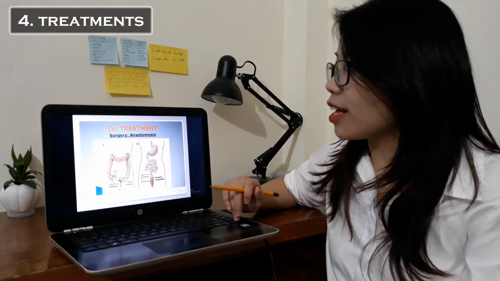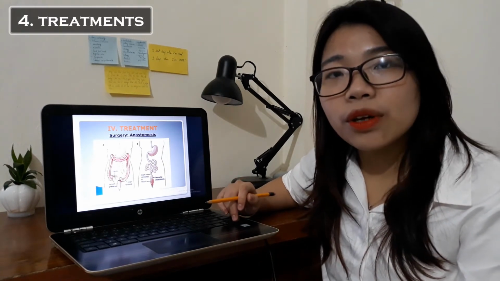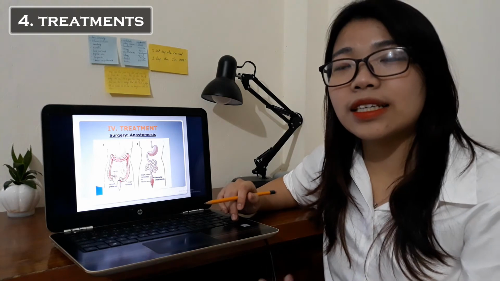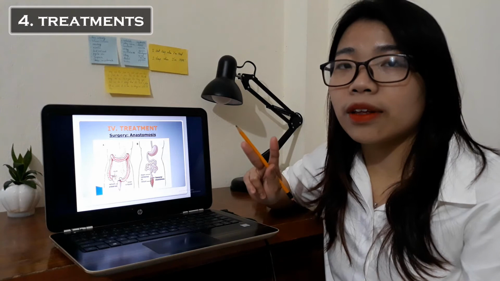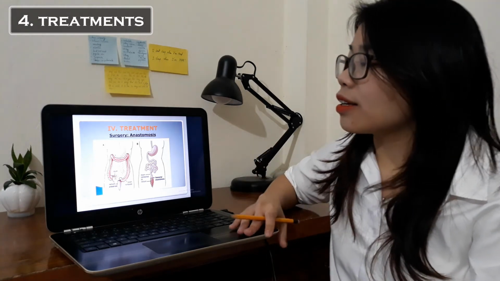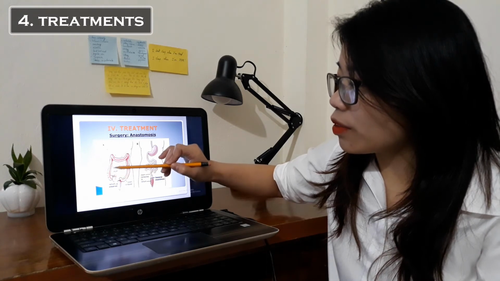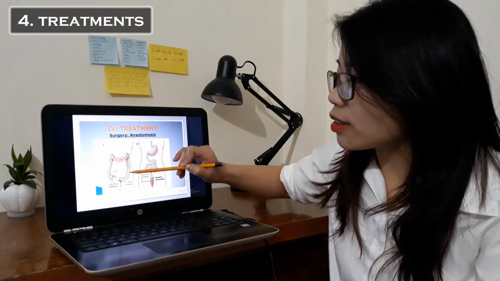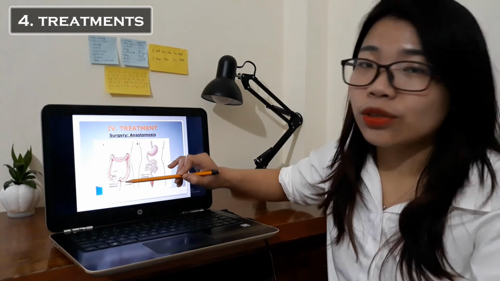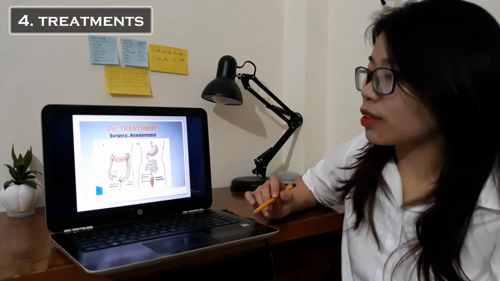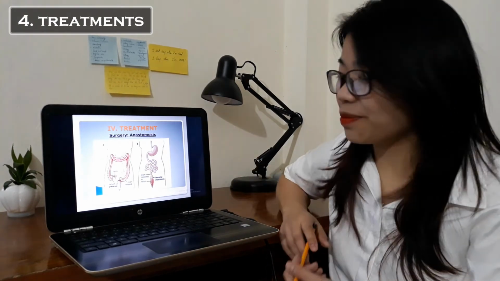And about the anastomosis, the surgeon will also remove the diseased part of your bowel, and then they will join the 2 healthy ends together. Like, look at this. They will remove the entire diseased colon, then they will join the ileum to the anus, and this procedure is called ileorectal anastomosis.